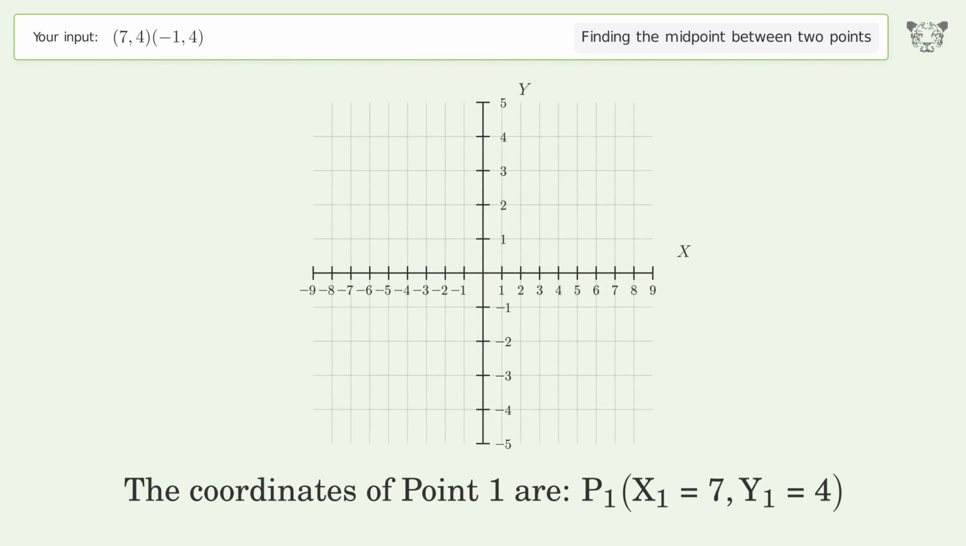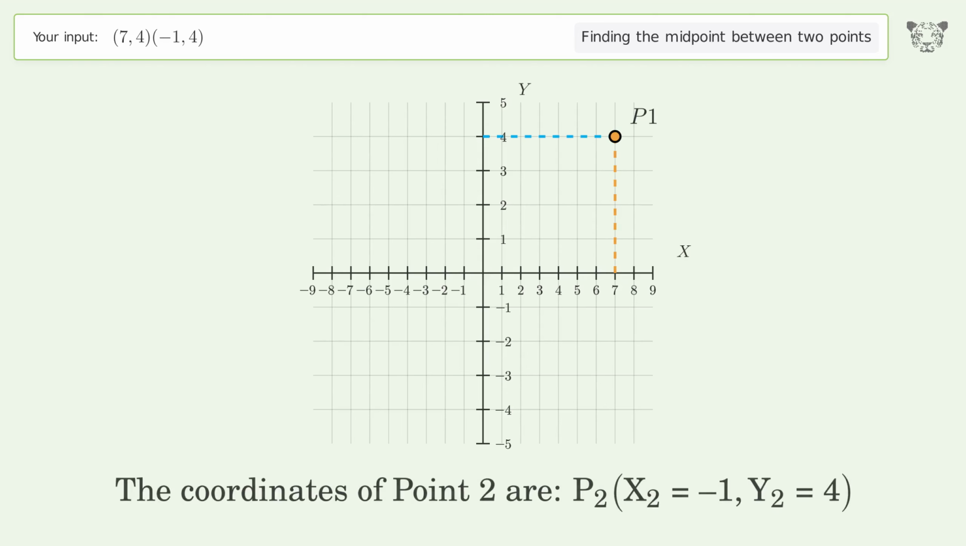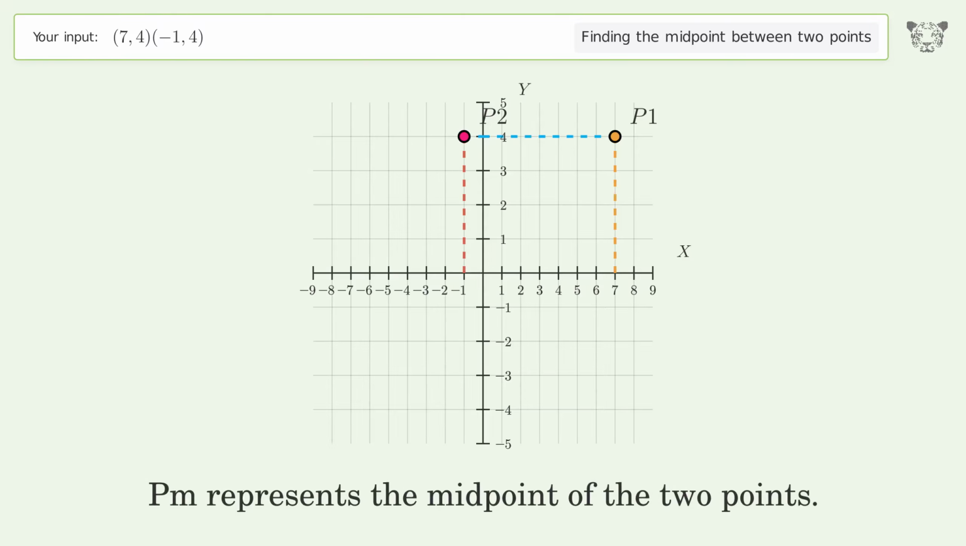The coordinates of point 1 are x1 equals 7, y1 equals 4. The coordinates of point 2 are x2 equals -1, y2 equals 4. PM represents the midpoint of the 2 points.